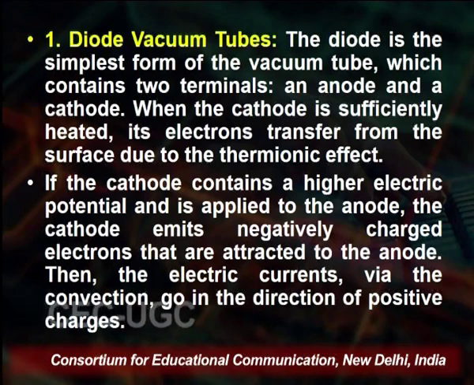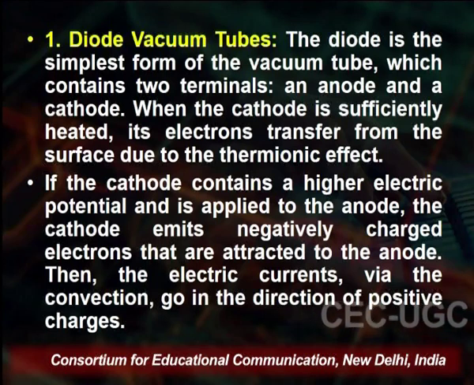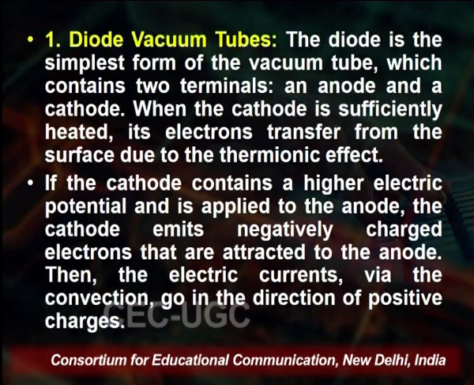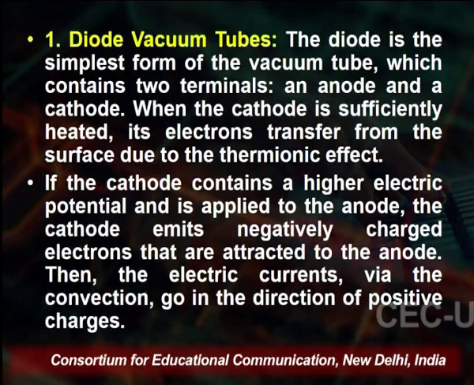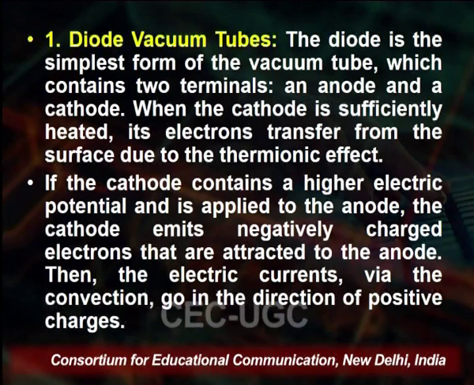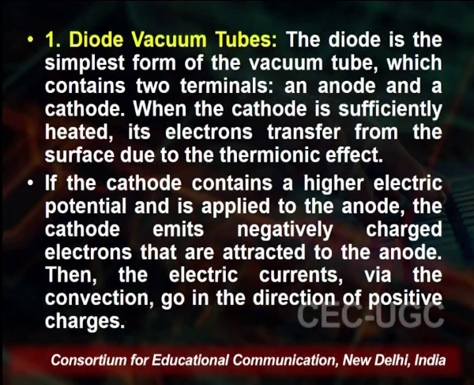Because of thermionic effects, as we are heating the element, the electrons are ejected. That is the thermionic effect. Through the thermionic effect, the electrons are transferred from the surface of the material. And if the cathode is at a high electric potential and we apply it to the anode, the cathode emits negatively charged electrons that are attracted to the anode.